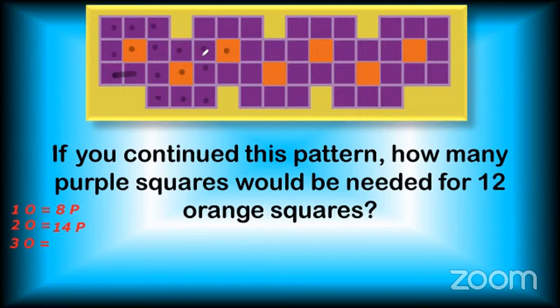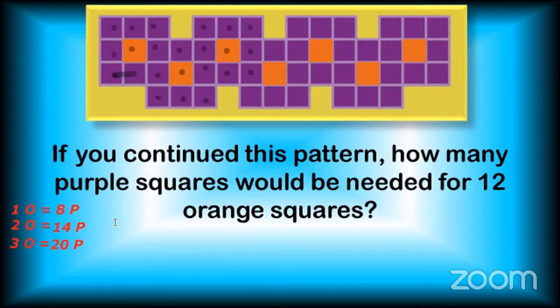So we have 14, 15, 16, 17, 18, 19, 20. Awesome. So we have 20 purple squares for 3 orange squares. And I hope you guys are paying attention to this because it is very important for you to note these sort of things. You have to look at the relationship between the orange squares and the purple squares.